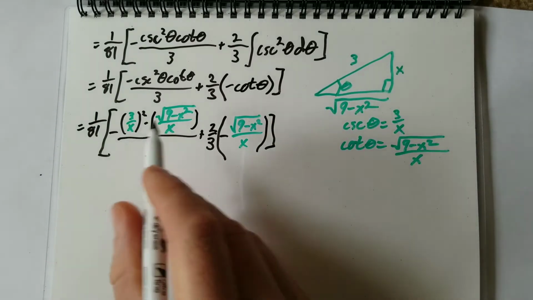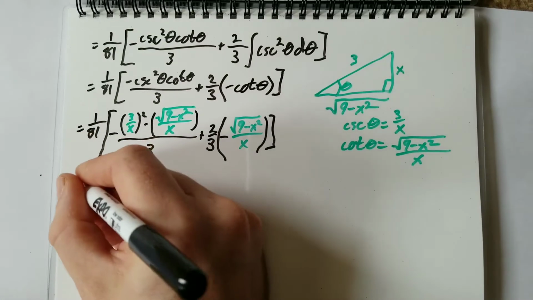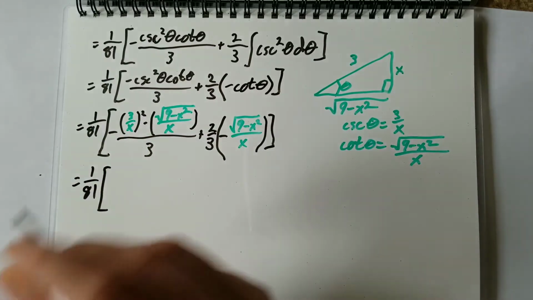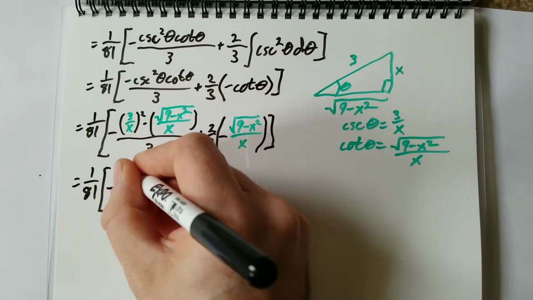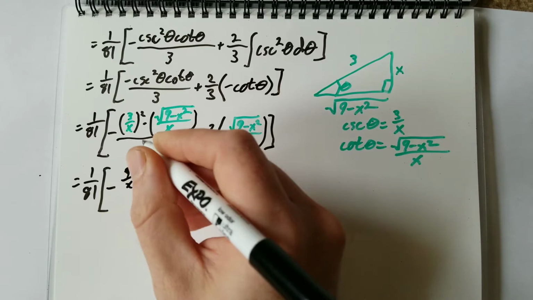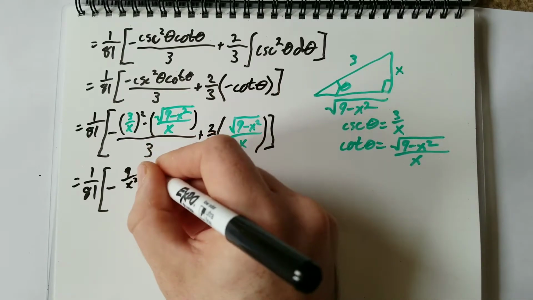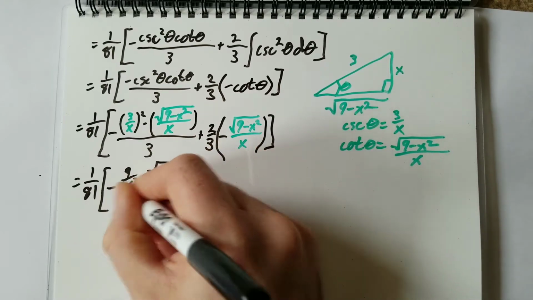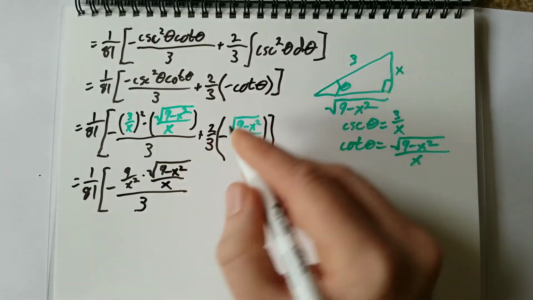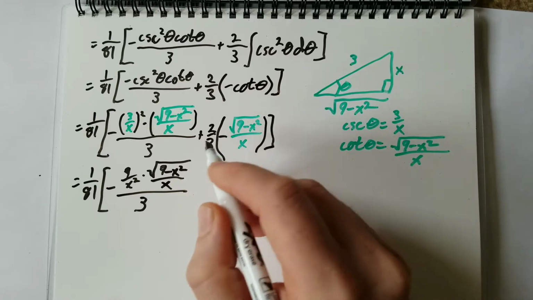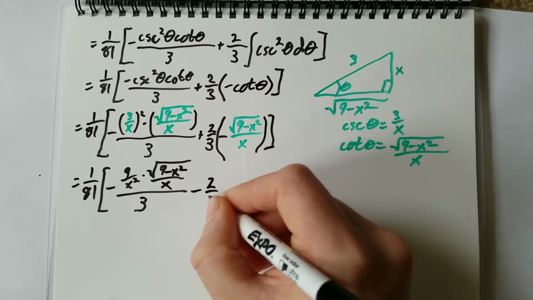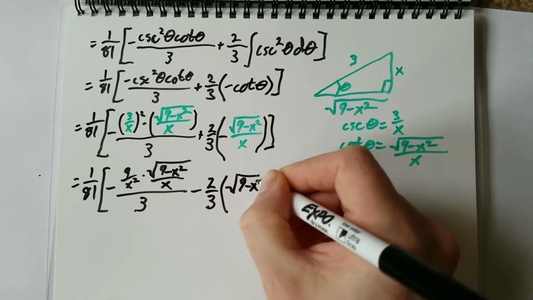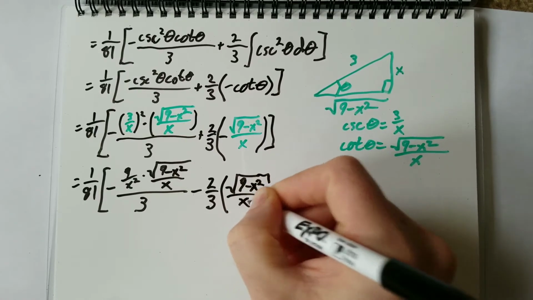Okay, now we can just simplify this up a bit. We've got 1 over 81. That becomes negative 9 over x squared times the square root of 9 minus x squared over x, all of that over 3. And I'm going to distribute this negative sign, so we've got minus 2 over 3 times the square root of 9 minus x squared over x.